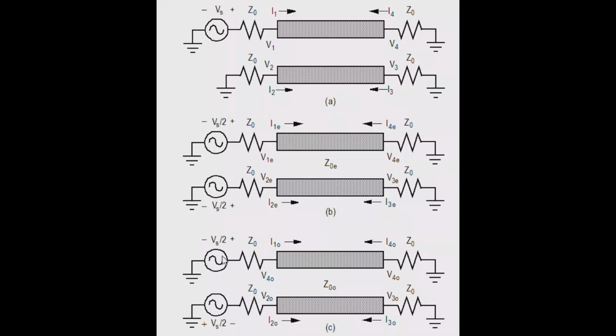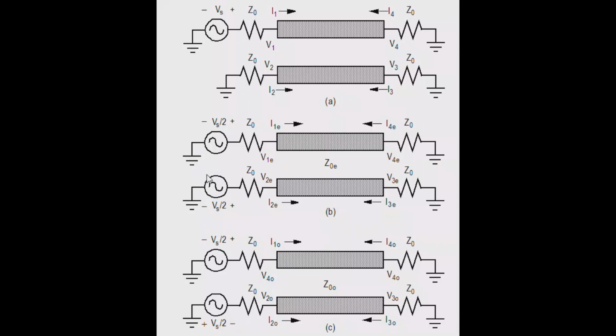Now, from linearity, we know that the response to this circuit, the one we want the response to, is the sum of these two responses. And that's because the excitation is the sum of these two excitations. So if we sum these two, we'll get this excitation. If we sum these two responses, we'll get the response of this circuit. That's even and odd mode analysis.